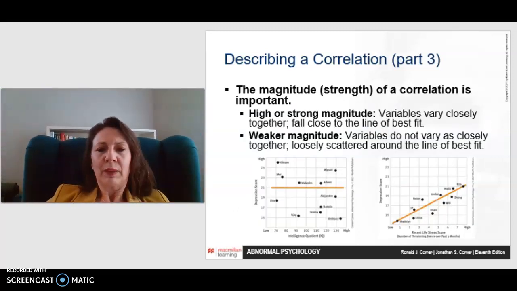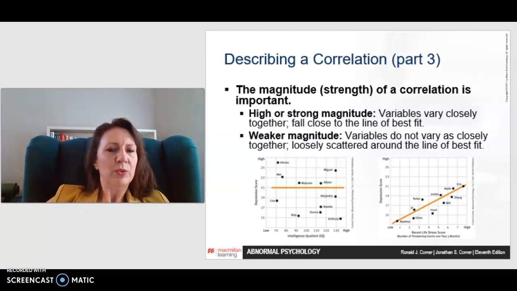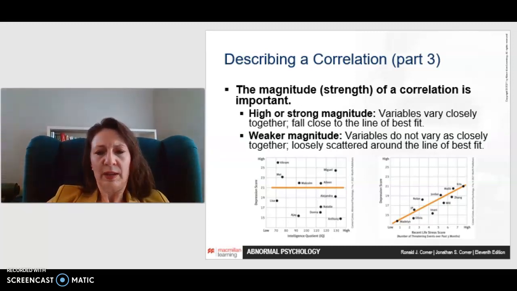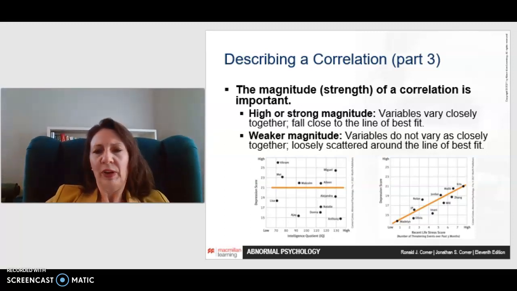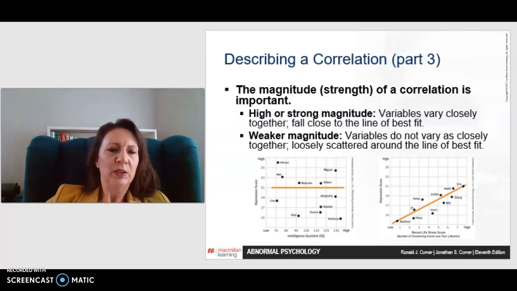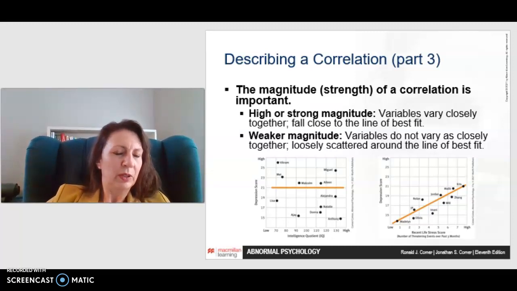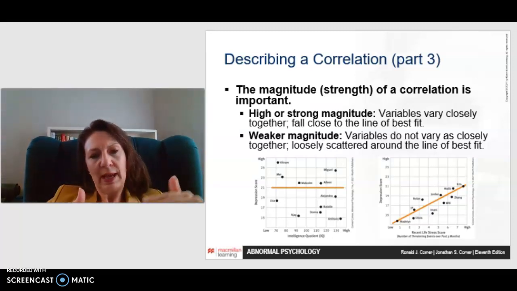You can see the magnitude or strength of a correlation is very important. When you have high or strong magnitude, variables vary closely together and they fall close to the line of best fit. And so you can see on the right-hand side a similar, very strong positive correlation with the variables all sort of clustered around that line. On the left-hand side, there's a weaker magnitude where variables do not vary as closely together. They're loosely scattered around the line. So there's really not a whole lot of good conclusions that you can draw about things hanging together or not.